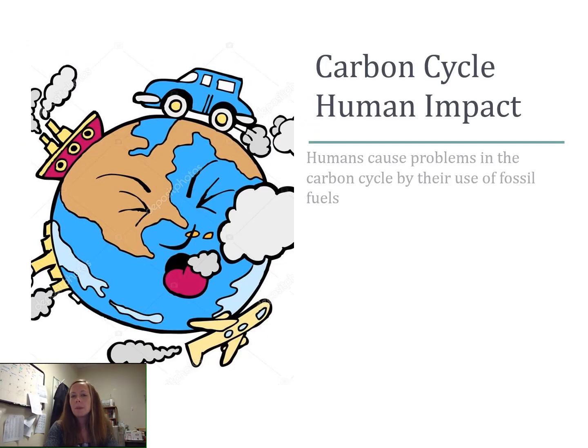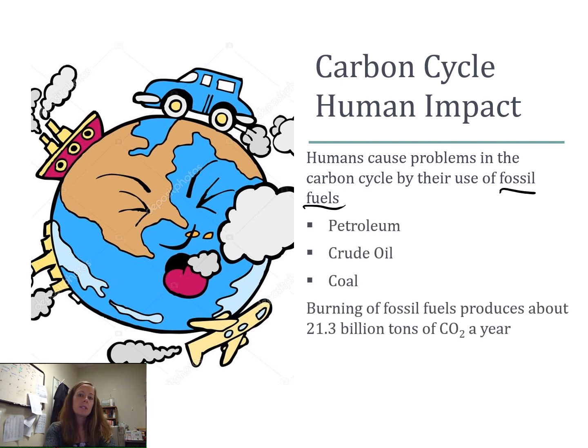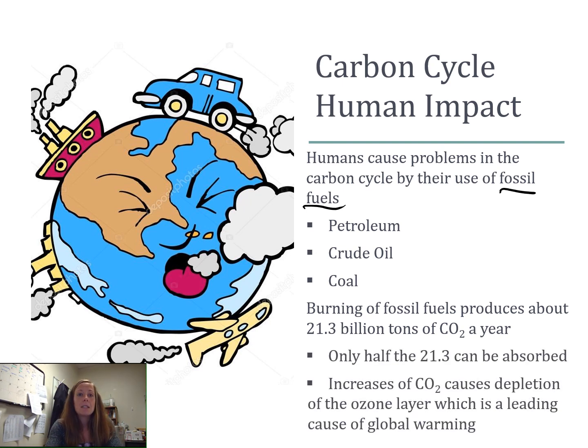So humans impact the carbon cycle. What happens is we're going to cause problems with the carbon cycle because we use fossil fuels, gas, and stuff like that. That's petroleum, crude oil, and coal. All right, and we burn fossil fuels. It produces about 21.3 billion tons of carbon dioxide a year. A lot. Too much carbon dioxide for the plants to actually handle. What happens is the plants can only take up half of the 21.3 billion tons. So that means we have the other half just hanging out in the atmosphere. And this carbon dioxide is what kills our ozone layer. And it's going to lead to global warming.